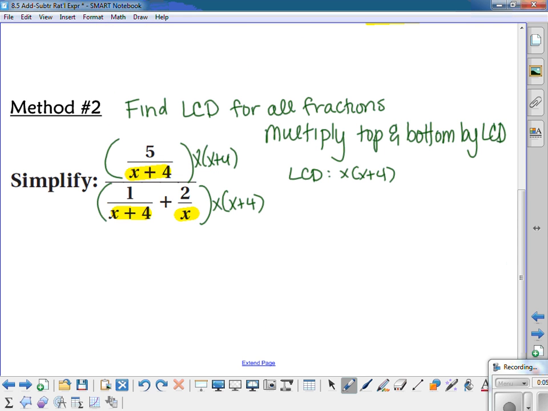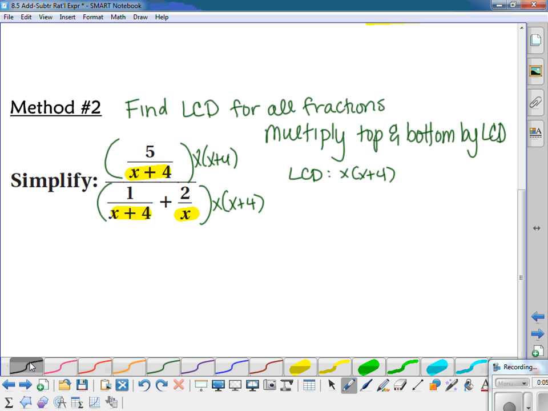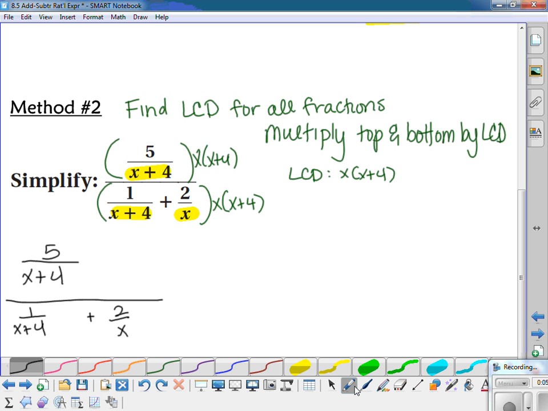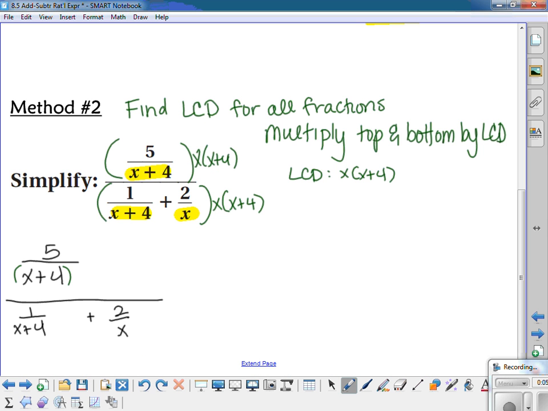Okay? But let me write it out individually, because you have to distribute on the bottom, don't you? Right? Because we've got that plus sign. So let me rewrite it so that it's easier to see what happens. So 1 over x plus 4 plus 2 over x. All right, so if I multiply this one, I'm multiplying it on top, right? Because this is like it's over 1. So x times x plus 4.